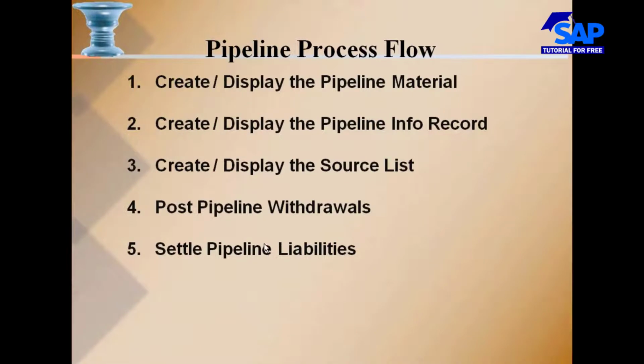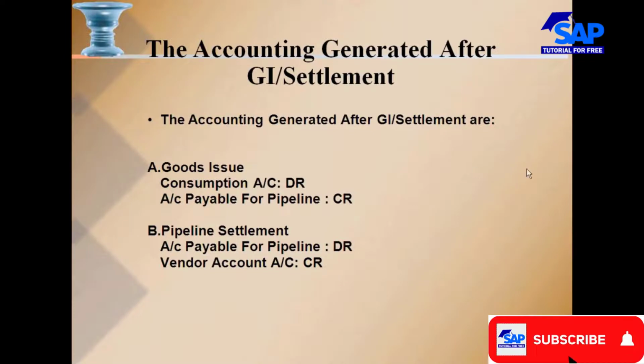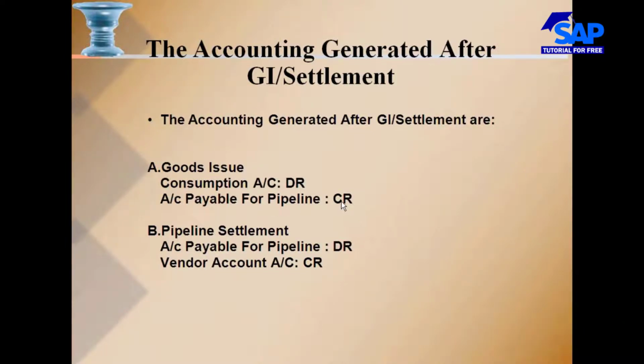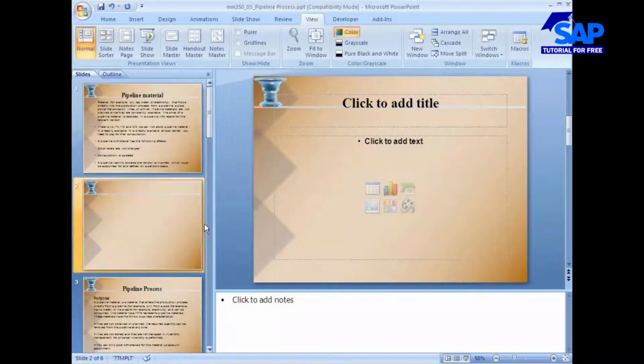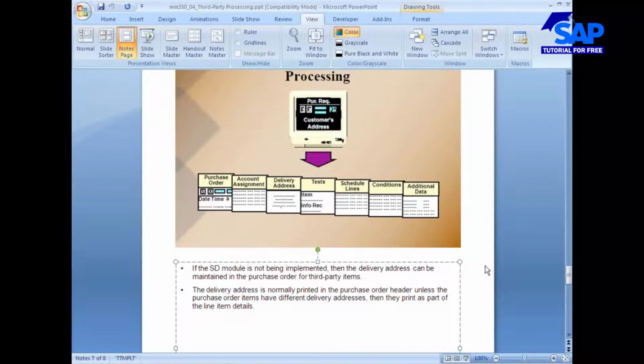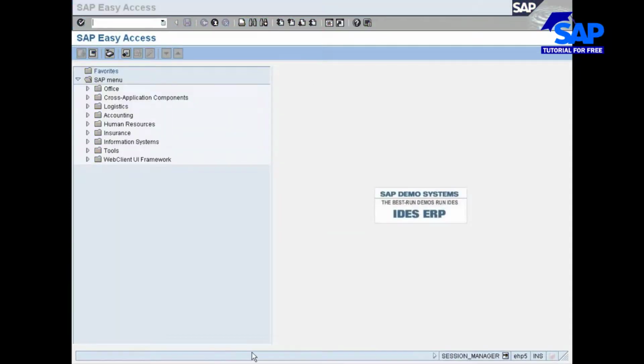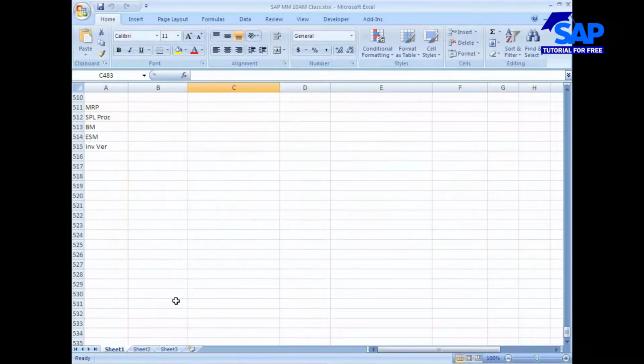Okay, so when you do goods issue, your consumption account is debited, that is increased, and your liability will be credited. When the payment is done, the vendor's account will get debited, your account will be credited. Okay, so that's all. That's how the pipeline thing works. Okay, any questions? So this we need not have to do it. This is all about the special procurement. So what we do is we will do MRP tomorrow. Special procurement we are done with it.